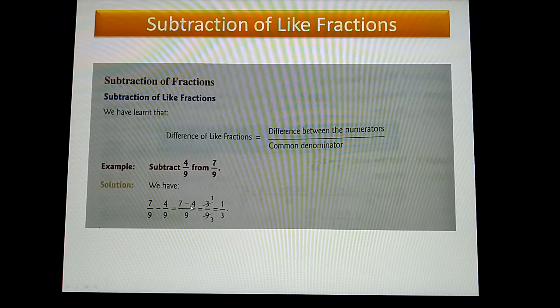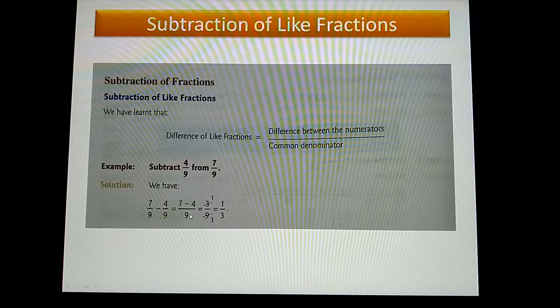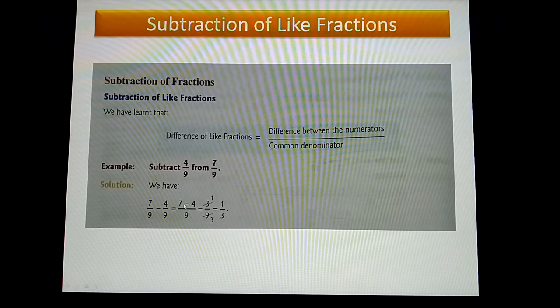Now, as I told you just now, we have to subtract only the numerators. Since the denominators are the same, the common denominator is 9, and 7 minus 4 is 3. And if it can be reduced to the simplest form, then we should reduce it. So here 3 by 9 can be reduced, and that becomes 1 by 3.